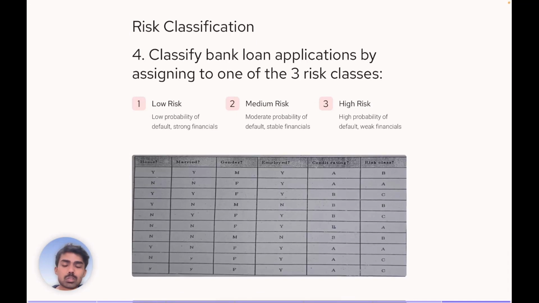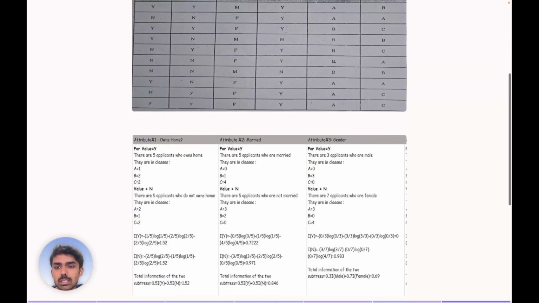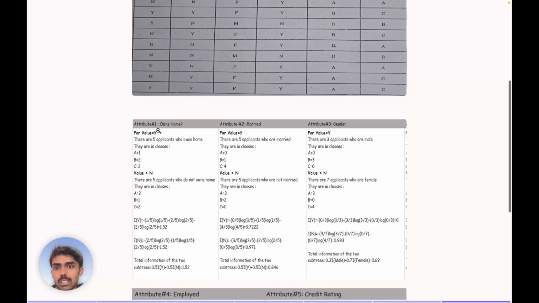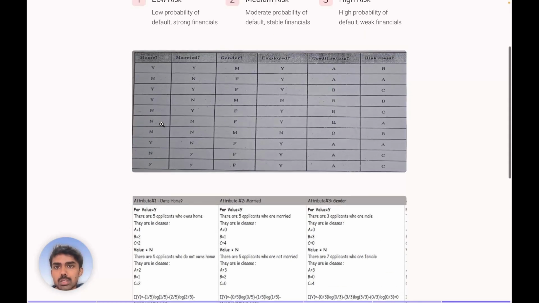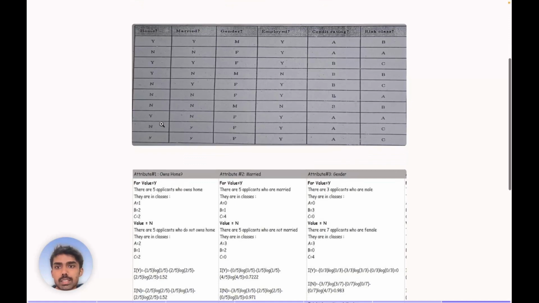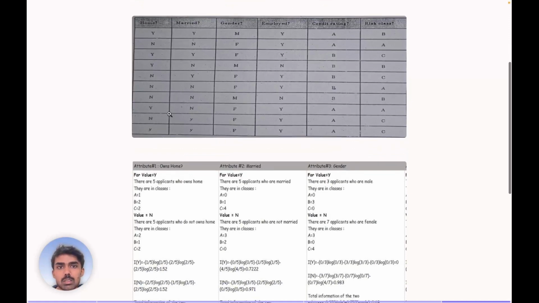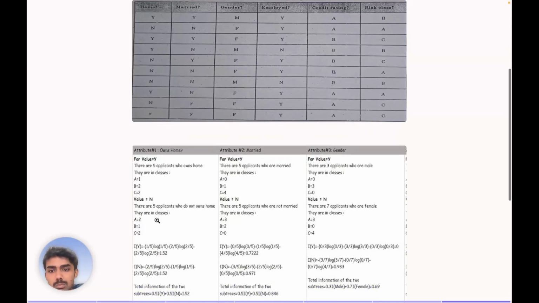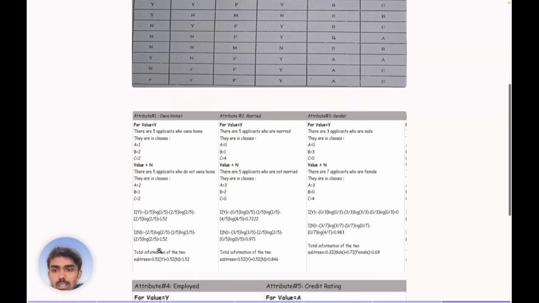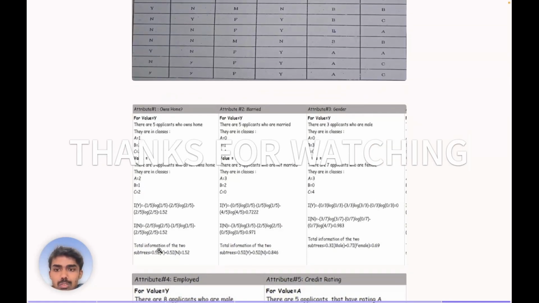Now, our fourth question is risk classification. We need to classify a bank loan application by assigning one of the three risk classes. Here we use the information gain technique. As we have written our attribute first, owns home, yes or no. We have the answers in yes or no, and the whole risk class is divided into three categories: risk class A, B, and C. So in this step, we take out the information gain, then we write the information gain for yes, information gain for no, and then we calculate it here.